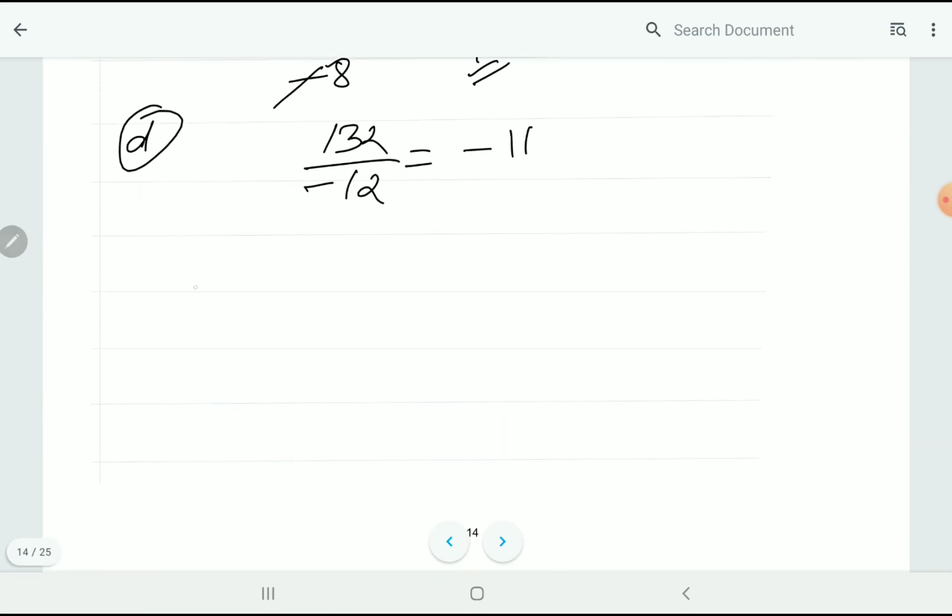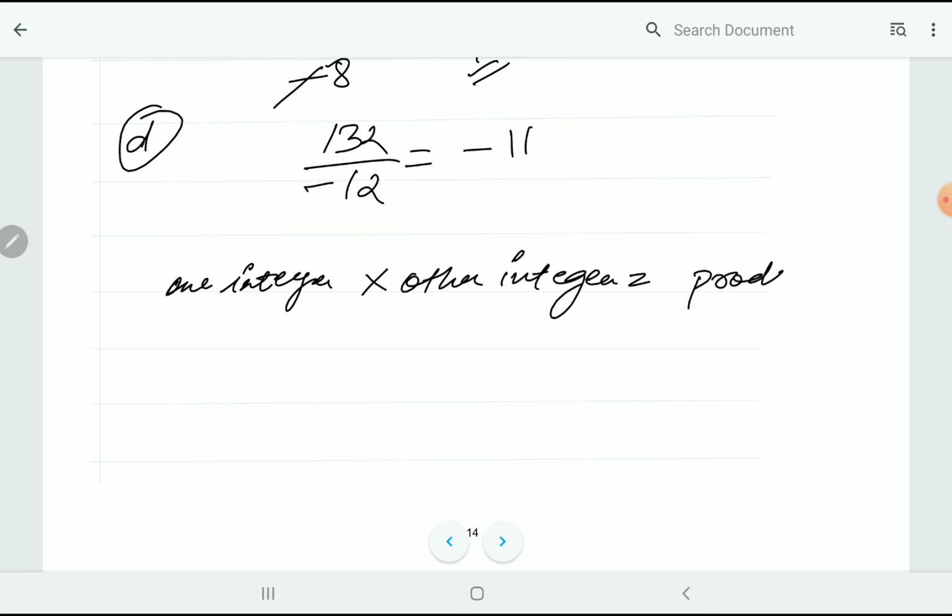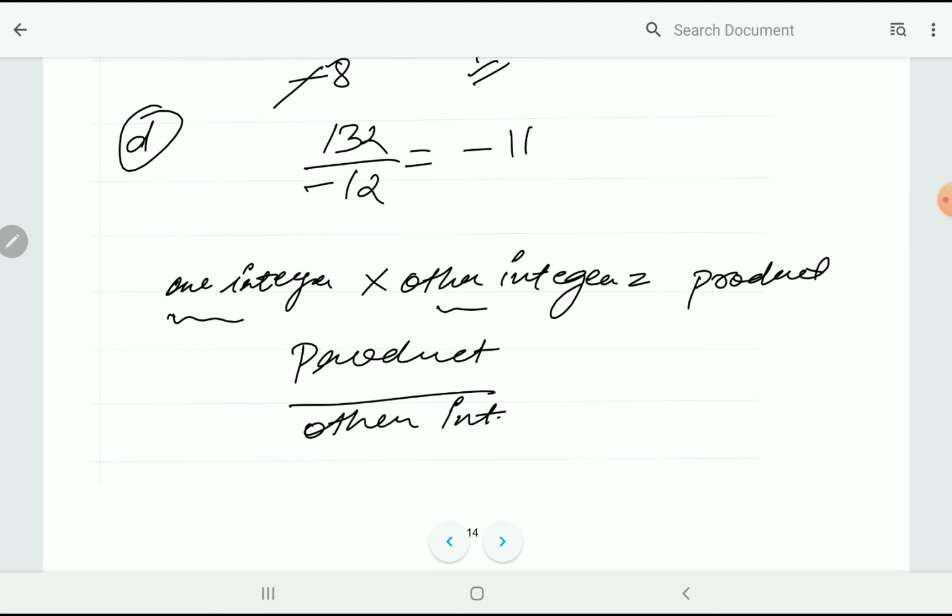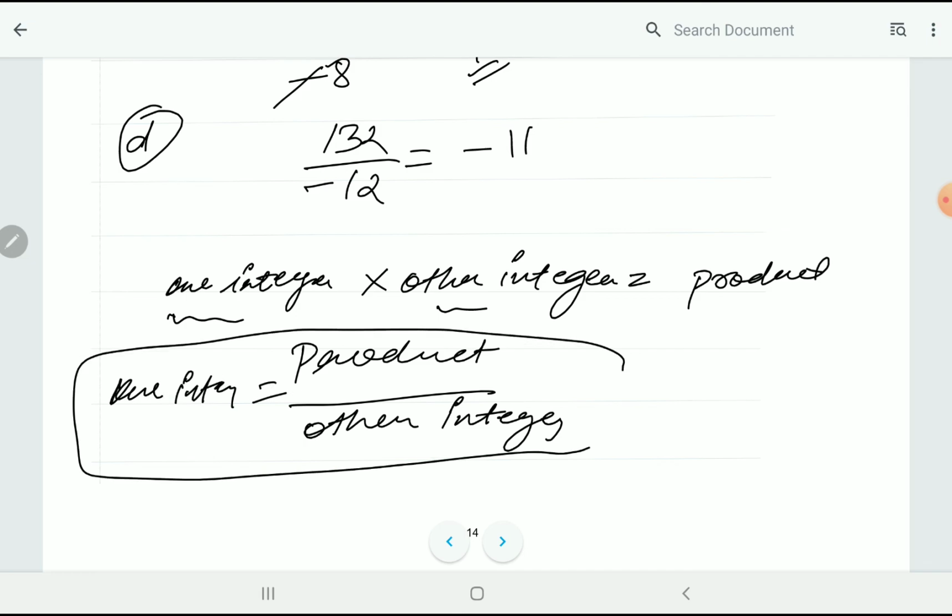Let me explain once again. If we have to find the product of two integers, one integer multiplied by the other integer is equal to the product. So if you have to find this integer or this integer, any integer among them, you will divide the product by the other integer, if one integer is given. This is the method which I used in this question.